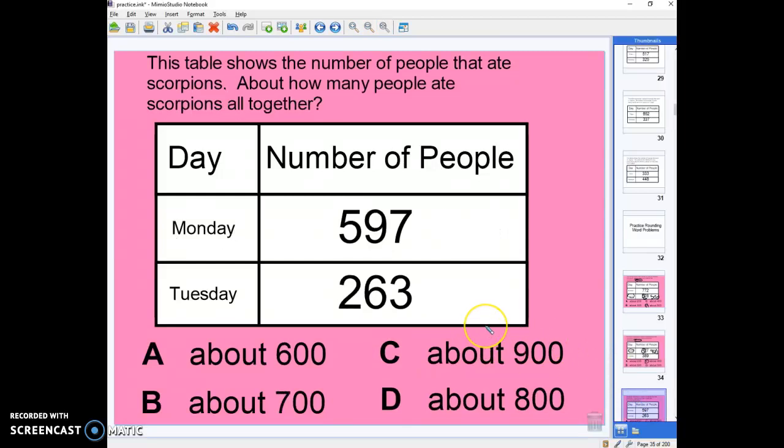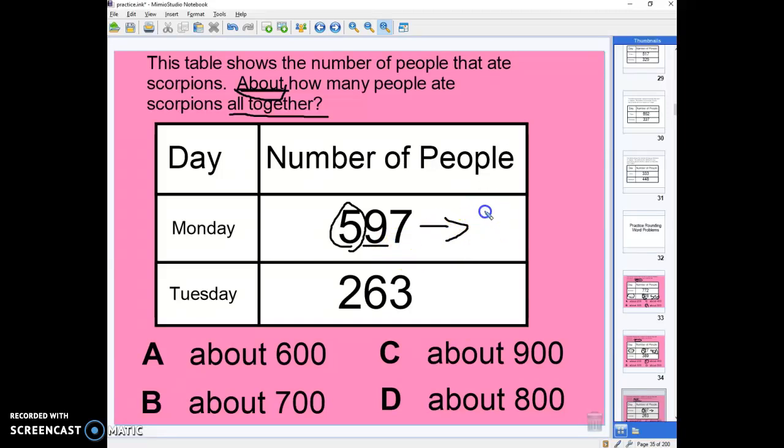Let's try this one. This table shows the number of people that ate scorpions. About how many people ate scorpions altogether? So I have "about" here. Yes, I should underline it. About. And I have the word altogether. So I only have two numbers here, so those probably are going to be the numbers I'm going to work with. And I have the word "about" here, which I know means to round. So let's round these numbers. Once again, I see that they're rounding to the nearest hundreds. So I'm going to do the same.